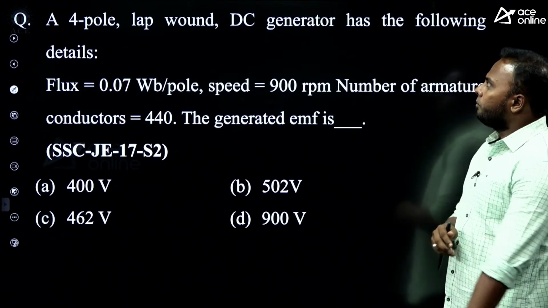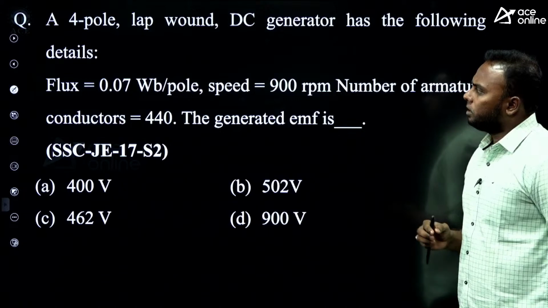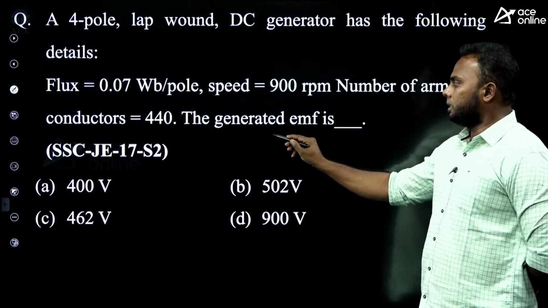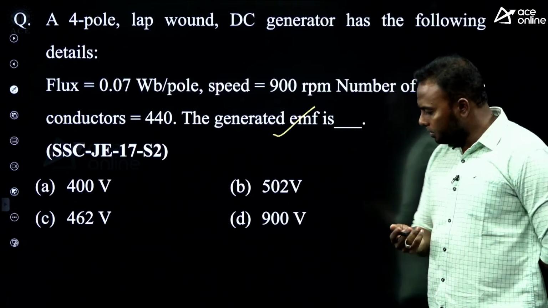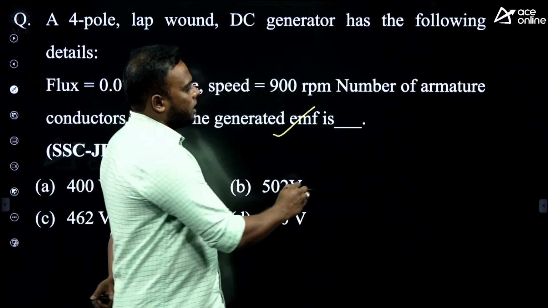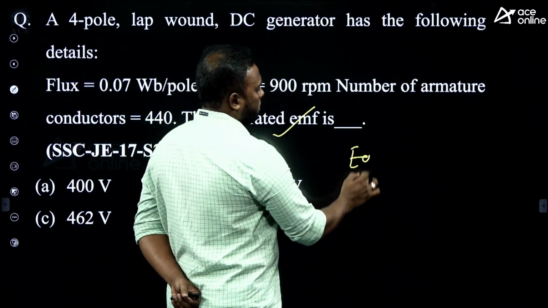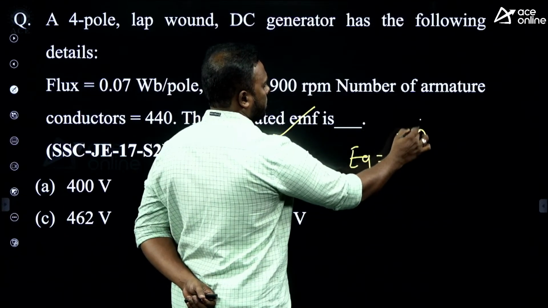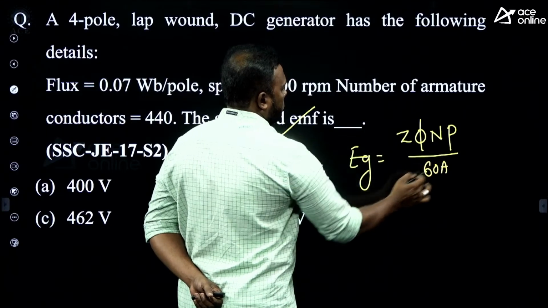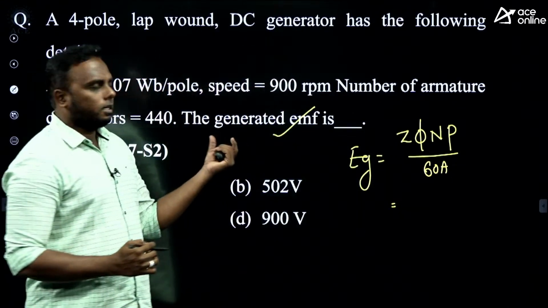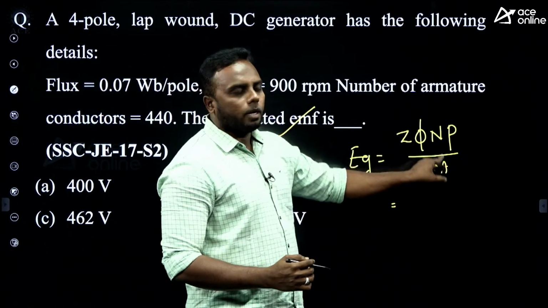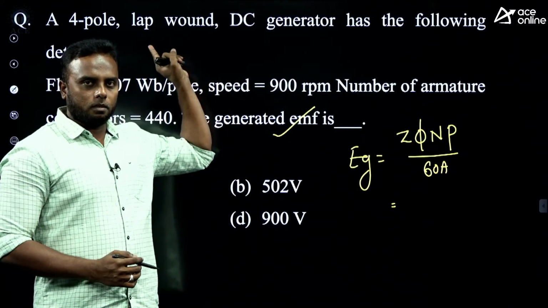Next question. A 4-pole lap wound DC generator has the following details. There is flux given, speed given, number of armature conductors, and generated EMF. So it is a direct question from the EMF equation of DC generators. What is the equation? The EMF induced in a generator is Z phi N P by 60A. Now all are available here, substitute directly. Z is the conductors, phi is flux per pole, then speed and poles P. Capital A is the number of parallel paths, which depends on the type of connection, lap or wave.